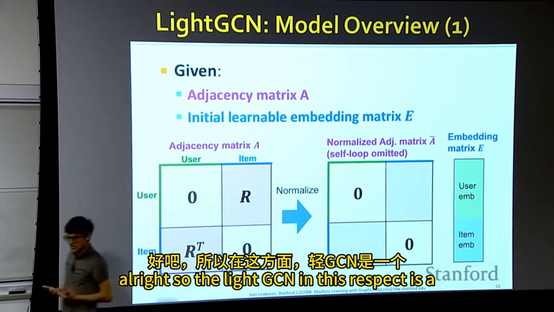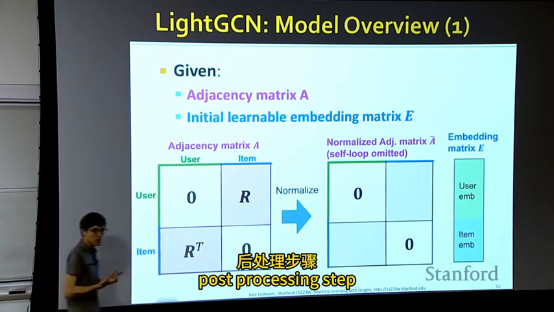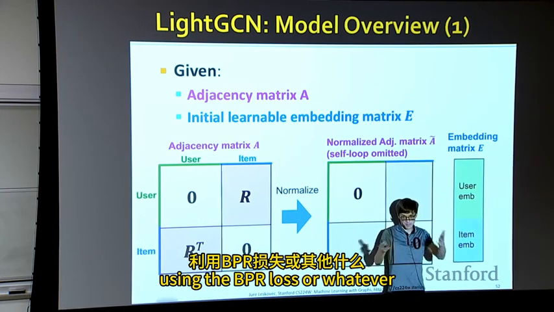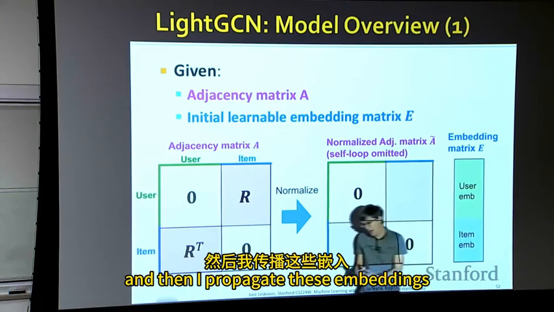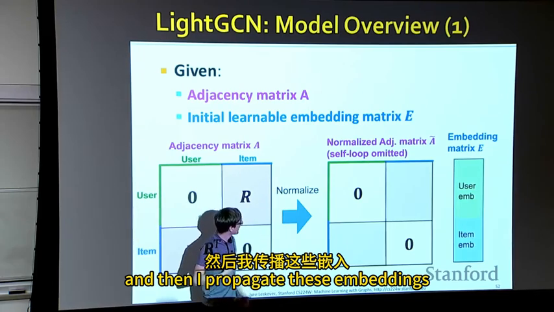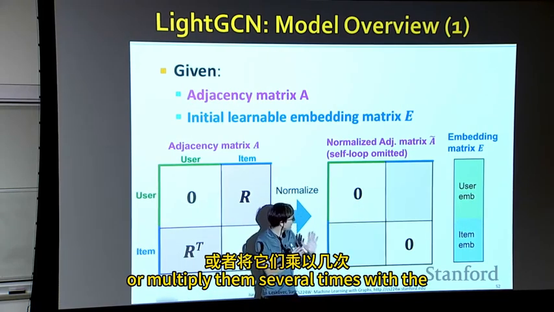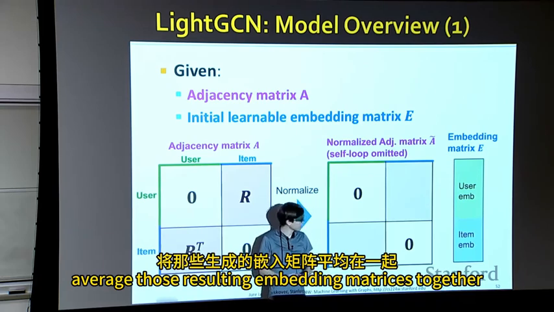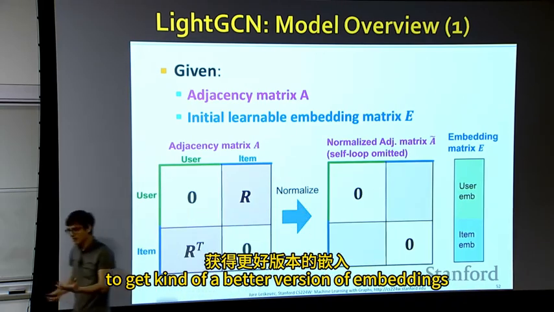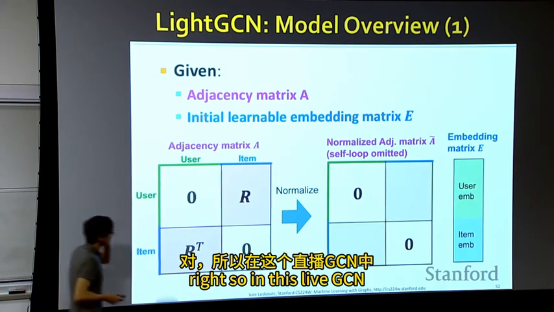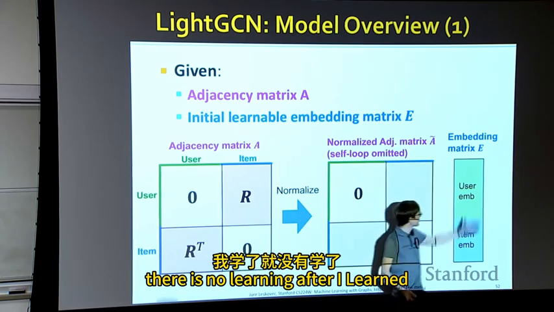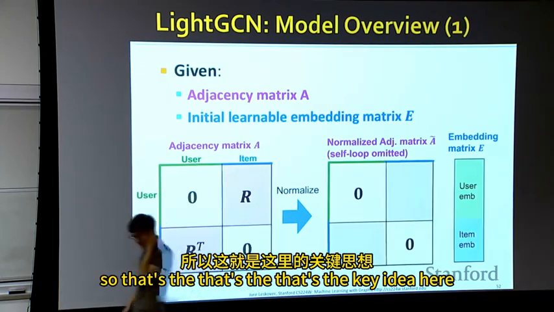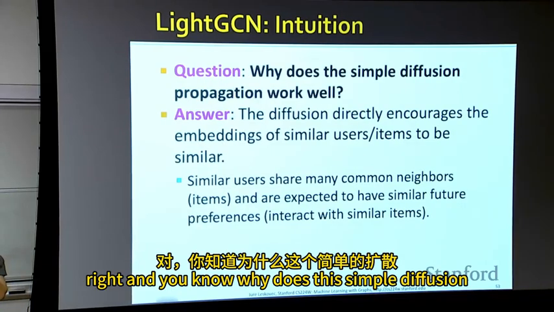So the Light GCN in this respect is a post-processing step, where in the first step I learn the shallow embeddings using the BPR loss or whatever, and then I propagate these embeddings or multiply them several times with the normalized adjacency matrix, average those resulting embedding matrices together to get kind of a better version of embeddings, right? So in this Light GCN, there is no learning after I learned the initial embeddings. Okay, so that's the key idea here, right?